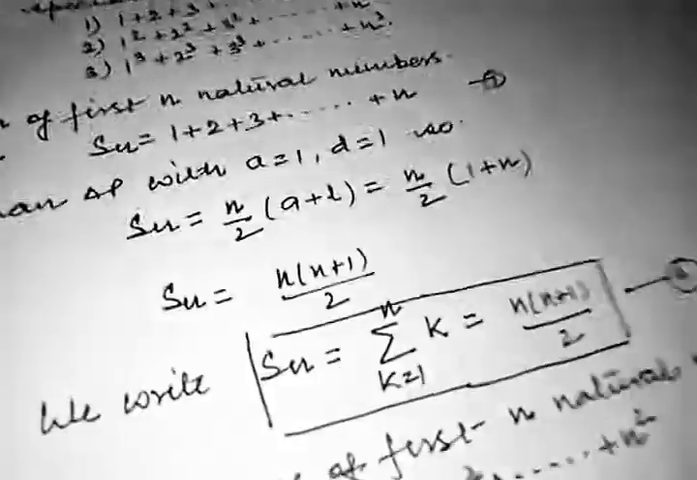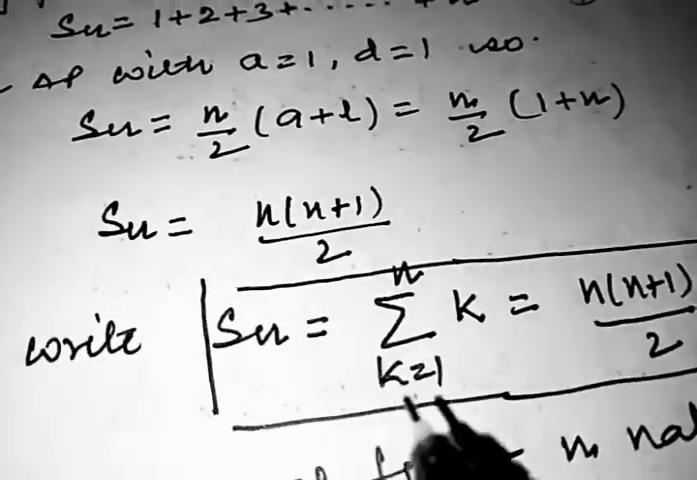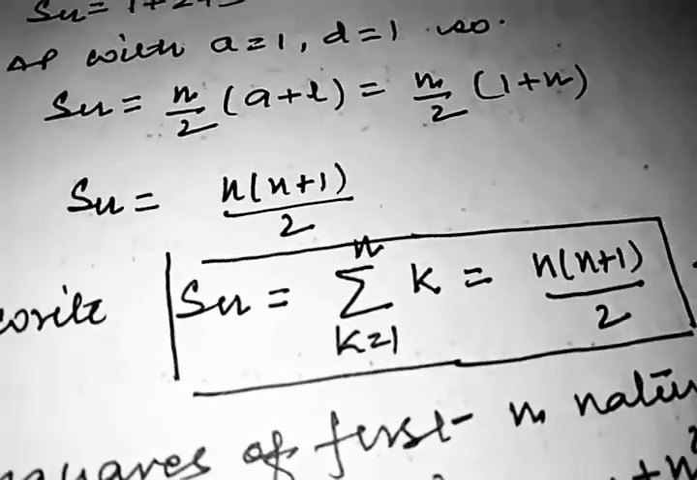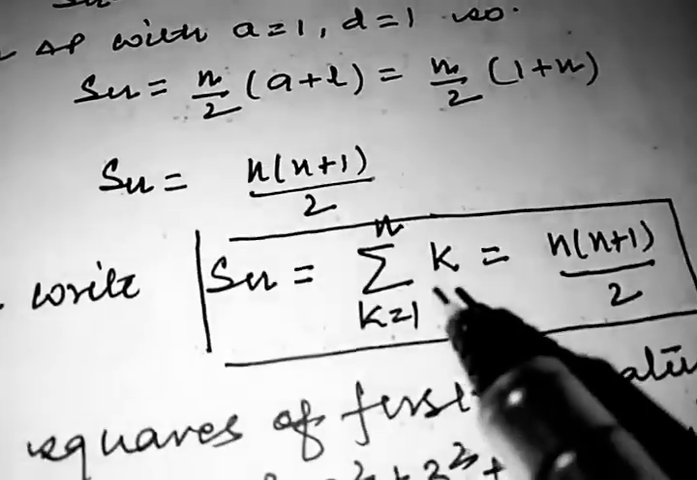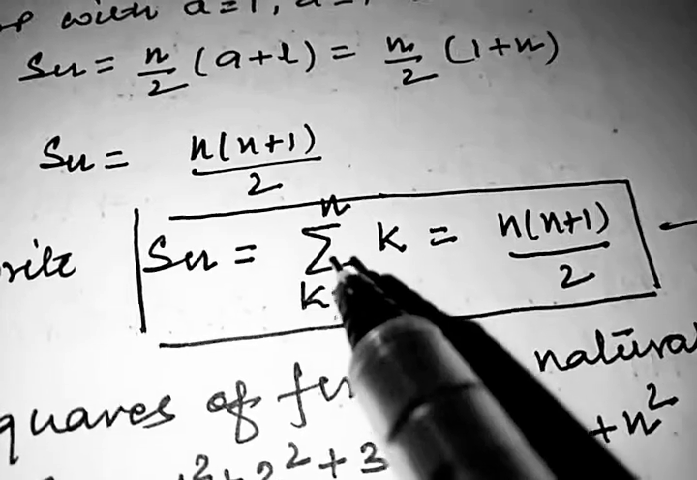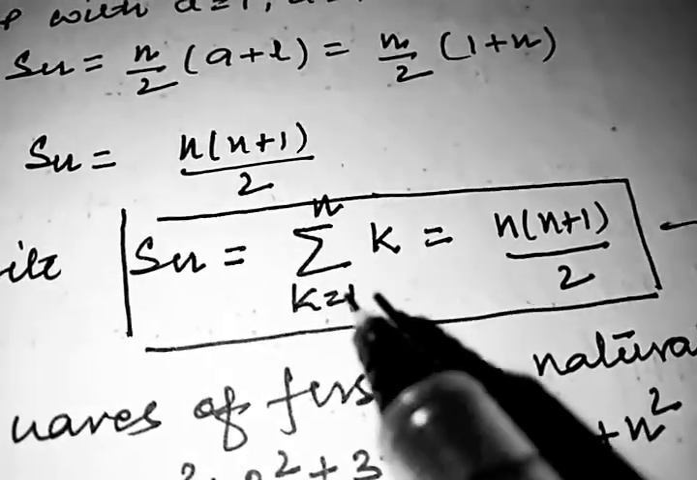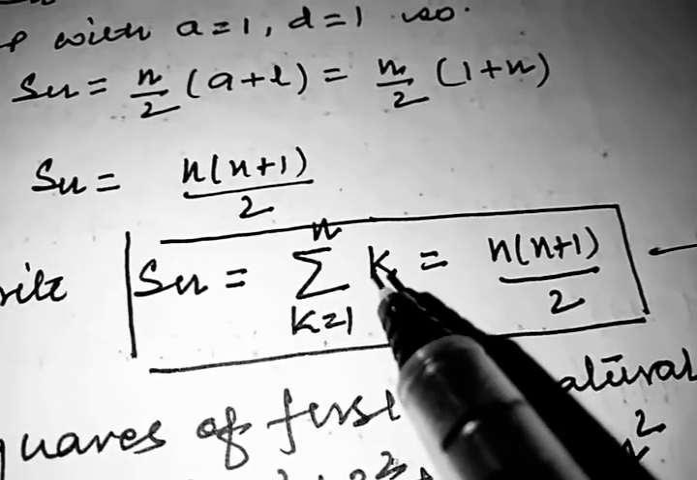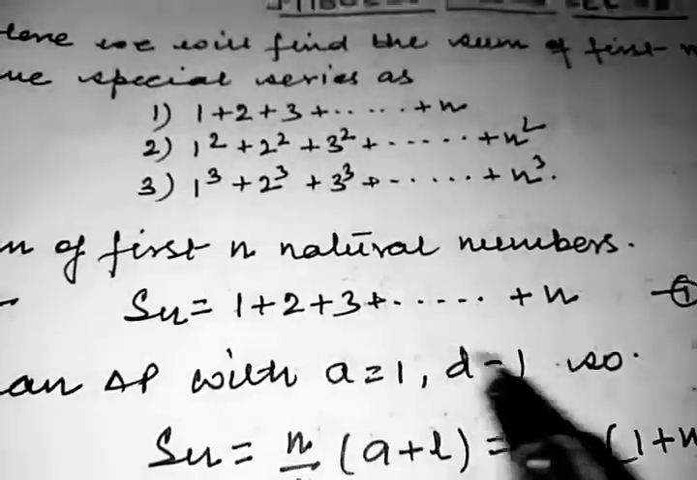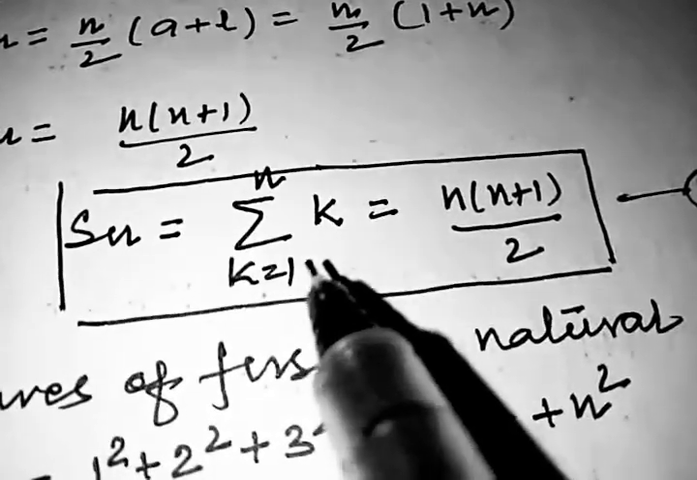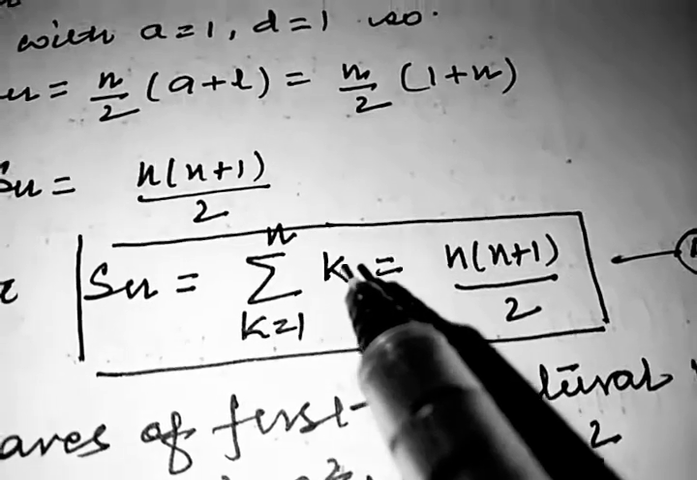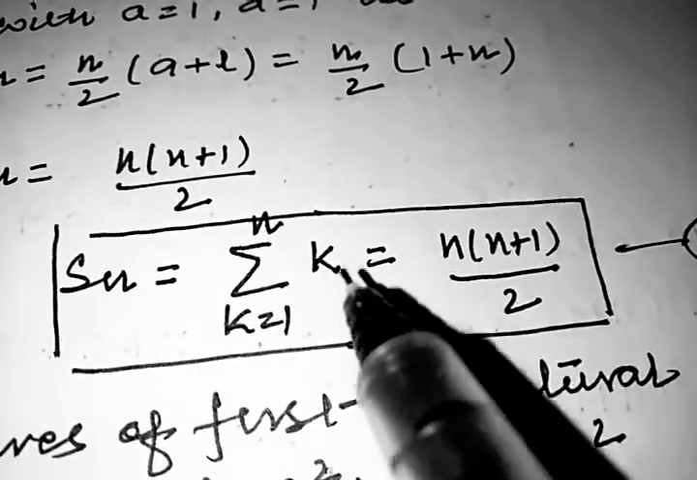Children, here one new thing is there: we will denote Sn by sigma k equal to 1 to n of k. See how it works out. This is summation, meaning addition of all things. k is running from 1 to n. So for k equal to 1, we will get 1 here. Then summation is here, so we will put plus.